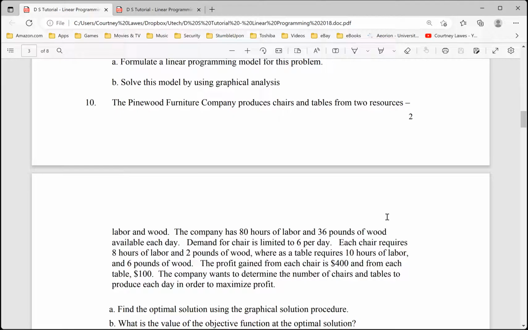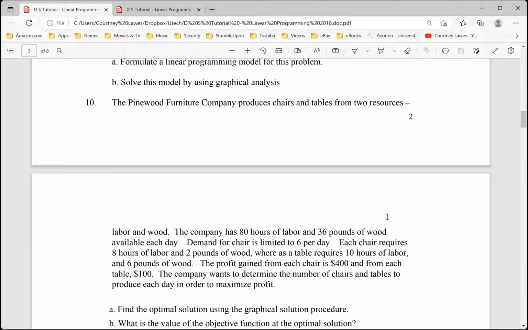The profit gained from each chair is $400, and from each table, $100. The company wants to determine the number of chairs and tables to produce each day in order to maximize profit. It says the usual: find the optimal solution using the graphical solution. What is the value of the objective function at the optimal solution?